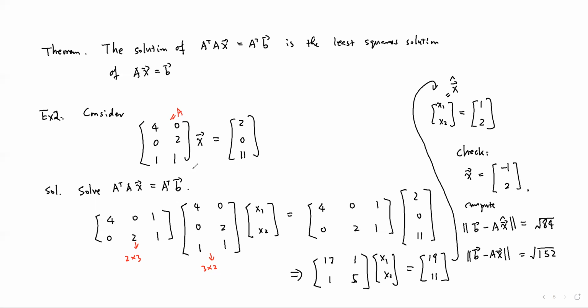Okay. This is one example. Example 1 says that this linear system has no exact solution. But we still want to get something. Then we turn to least squares solution. Least squares solution is this.